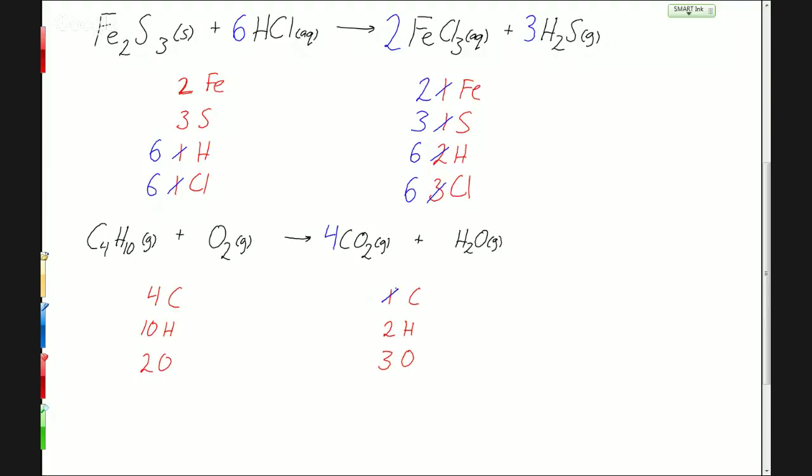So we now have 4 carbons, and instead of 3 oxygen, 11. 4 times 2 is 8. Or whoops, not 11, 9. 4 times 2 is 8, and 1 more is 9. Oh, I got 11.